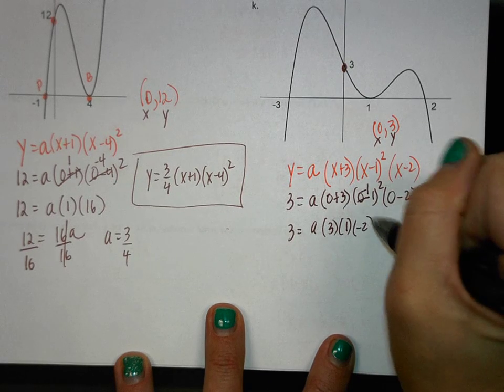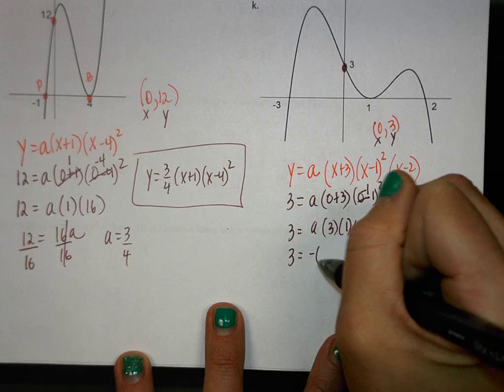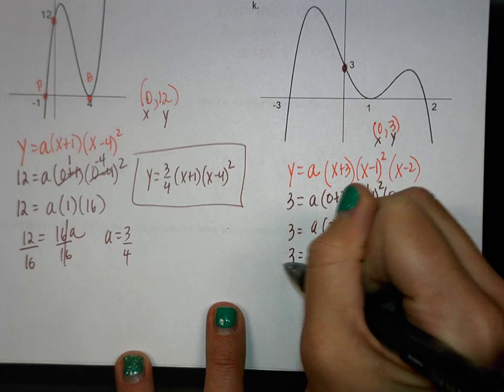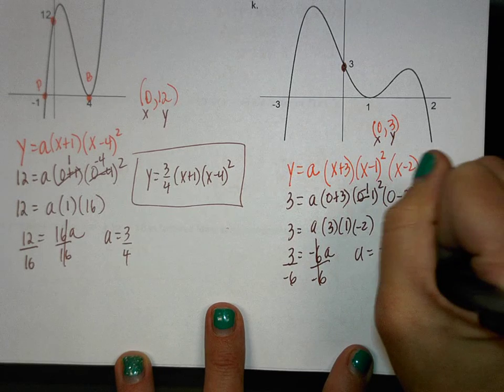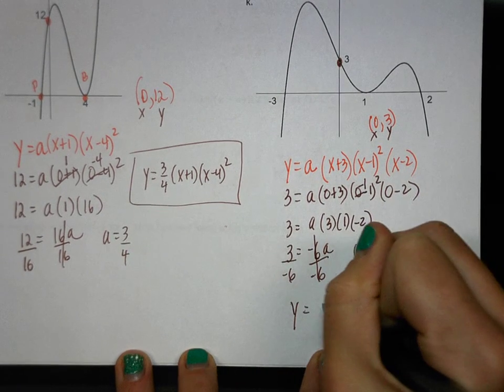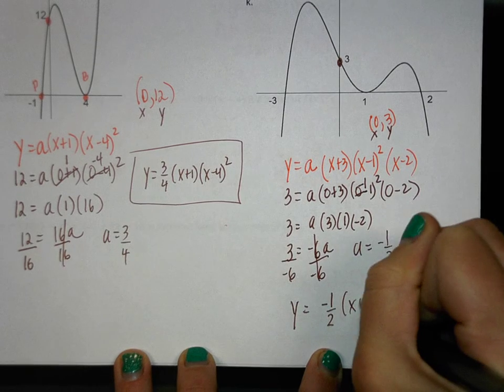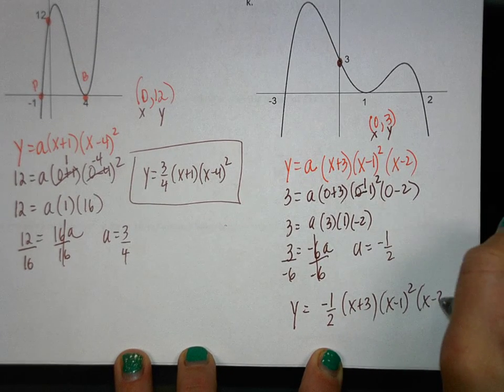When you multiply those together, what do you get? -6a. We divide by -6 to both sides, and we find that a equals -1/2. And so my equation is y equals -1/2 times x plus 3 times x minus 1 squared times x minus 2. Perfect. And that is your final answer.